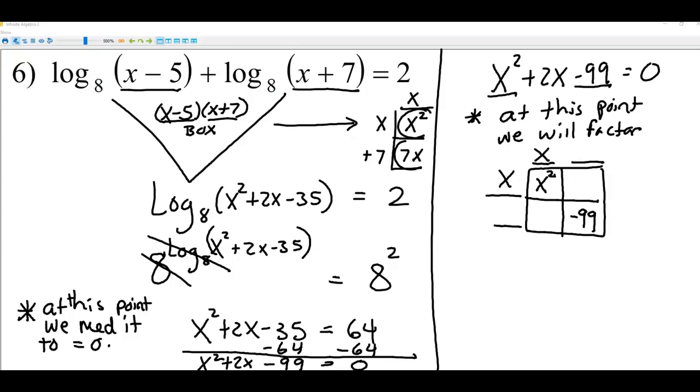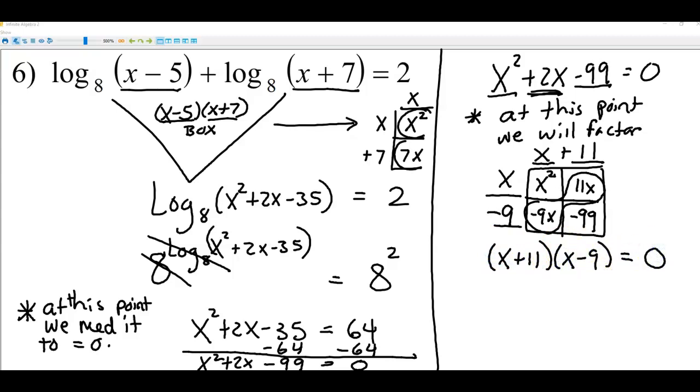Now, which pair do you think would give me 2? 9 and 11. So let's go ahead and go with 9 and 11. And one of them has to be negative. Notice that I want the middle number to be positive. Which one do you think should be negative to get a positive in the middle? The 9, yeah. So we have negative 9x, positive 11x, and sure enough, these do add up to make the middle, so we're in good shape. Okay? So what we have then is x plus 11 and x minus 9 equals 0.